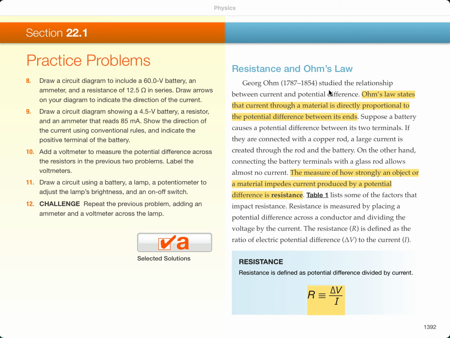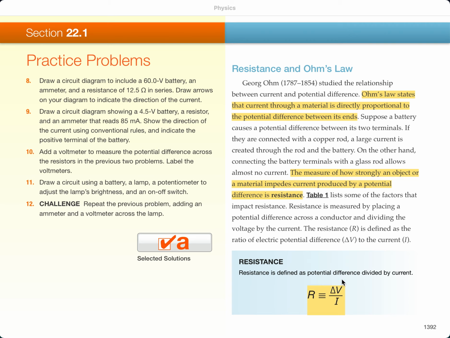Ohm's law states that the current through a material is directly proportional to the potential difference. Remember, another word for potential difference is voltage, delta V down here. The measure of how strongly an object impedes current produced by a potential difference is called resistance.